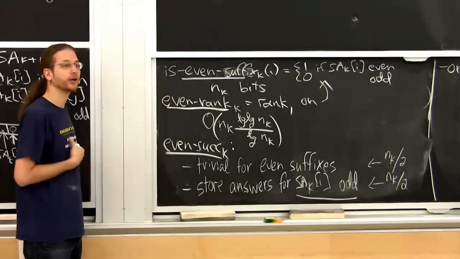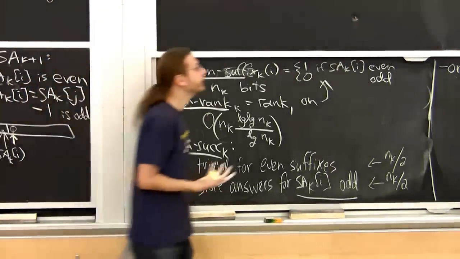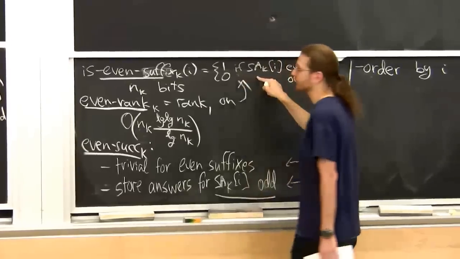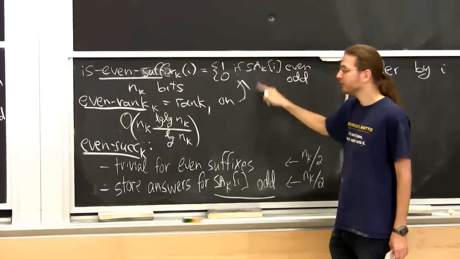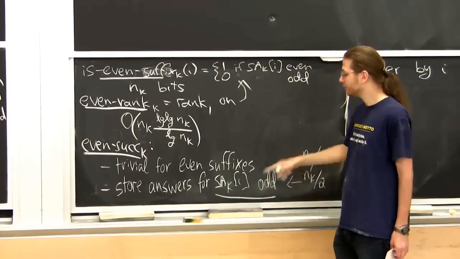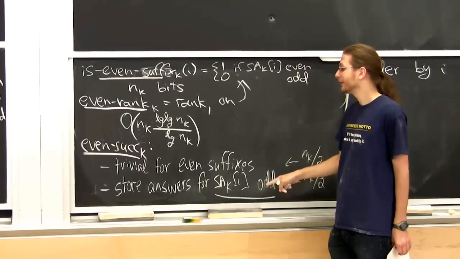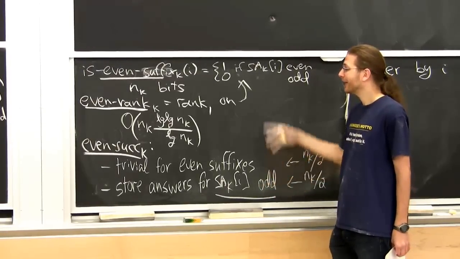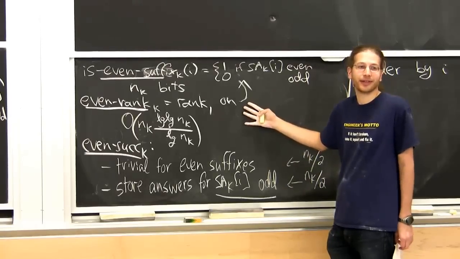That'll give me the answer I want. Well, first I check, is it an even suffix, which I've stored as a bit vector? If it's an even suffix, I do nothing. I just return I. But if it's an odd suffix, then I compute the odd rank. How do I compute the odd rank? I take the even rank and take I minus that.